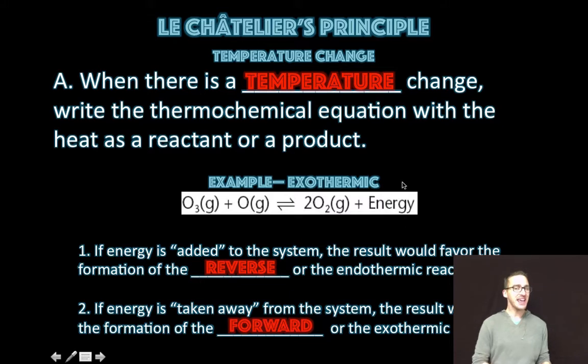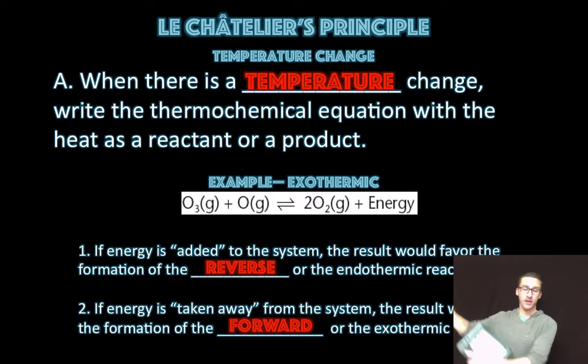If you add energy to the system, it's going to shift in the reverse or endothermic direction. It's going to form more reactants. Again, you're putting heat energy in. If energy is taken away, the result is going to favor the formation of the forward or exothermic reaction. Again, giving that heat off.